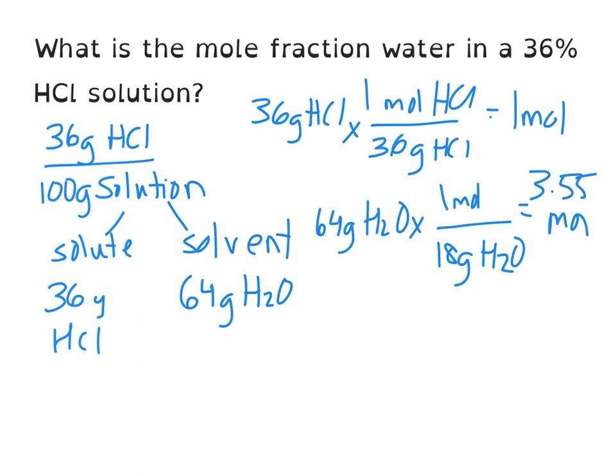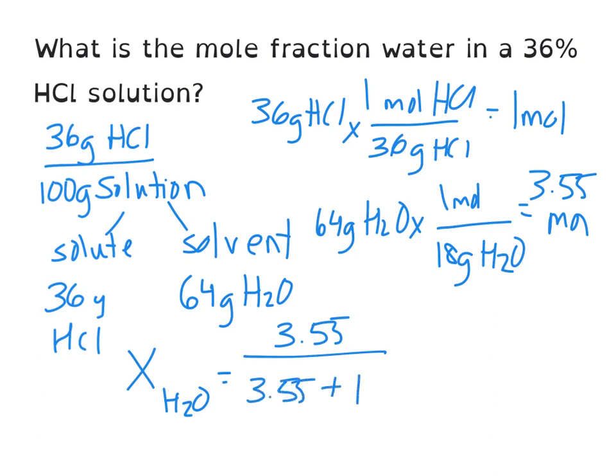Now that I have my moles, I can find my mole fraction of water. This time I'm finding my mole fraction of my solvent. So I'm going to have 3.55 moles of water divided by 3.55 plus 1. That's my moles of water plus my moles of hydrochloric acid. So when I do my division here, I end up with 0.78, and that is my mole fraction for water.